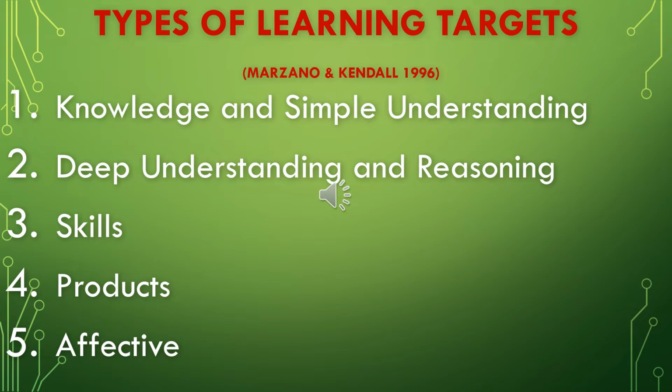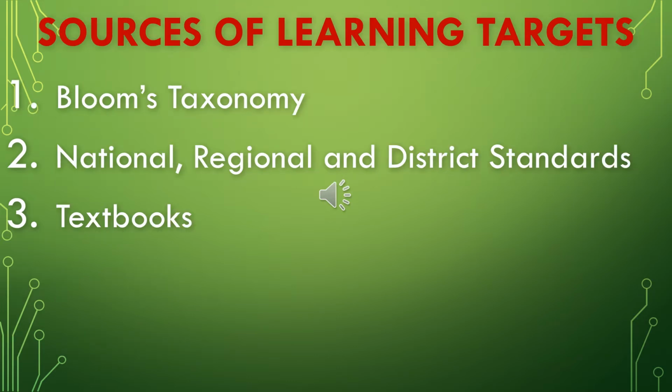So there are five types of learning targets according to Marzano and Kendall. Last discussion class, I discussed the learning targets. We have the performance, the skills, or the knowledge. This is for Marzano and Kendall. Number one, the knowledge and simple understanding, deep understanding and reasoning, skills, products, and affective. Sources of learning targets, we have Bloom's taxonomy, a very popular one, then national, regional, and district standards, and textbooks.